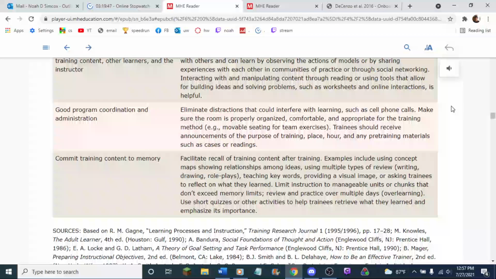Good program coordination and administration eliminate distractions that could interfere with learning, such as cell phone calls. Make sure the room is properly organized, comfortable, and appropriate for the training method, with movable seating for team exercises. Trainees should receive announcements of the purpose of training, the place and hour, and any prior training materials such as cases or readings. Commit training content to memory.